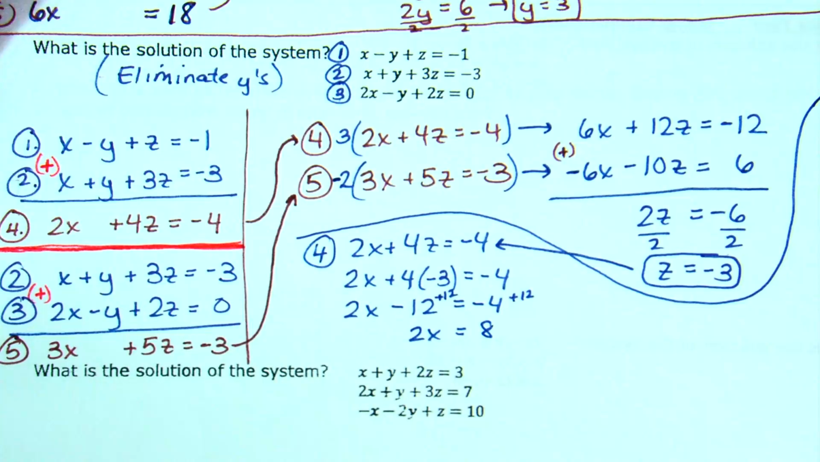And if 2x equals 8, then x equals 4. I know z. I know x. Have some of you finished this problem without me at this point? What do I do to find y? We're going back to equation 1, 2, or 3. Your pick.